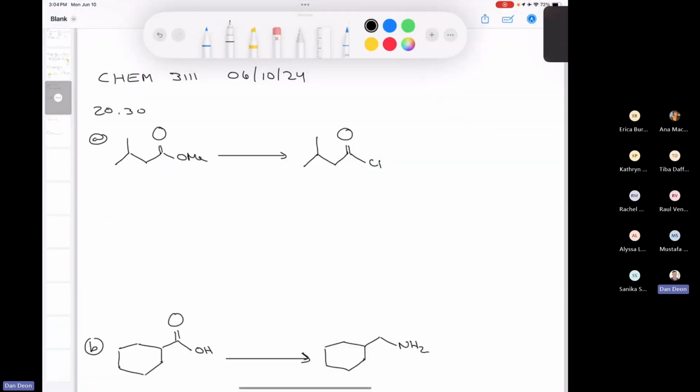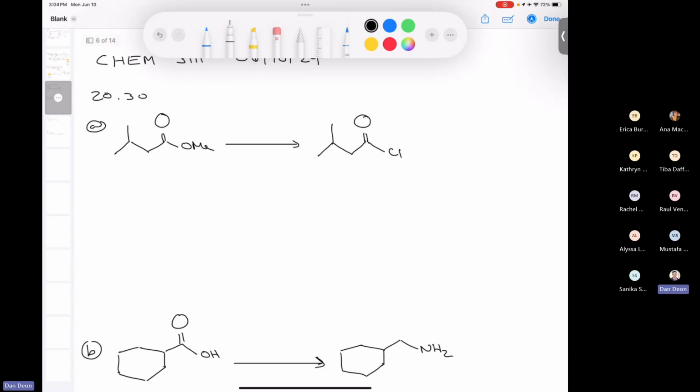All right, so I said we were going to take a look at question 20.30. You can see I have it set up here. So let's do a little bit of retrosynthesis. For the first one, we're taking an ester, and then we're converting it into an acid chloride.